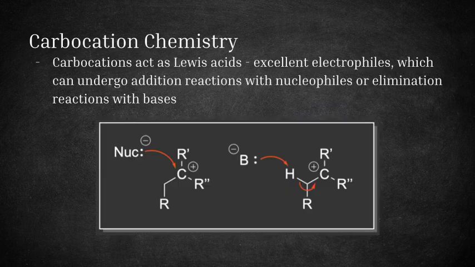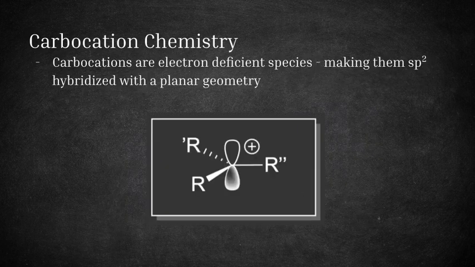Carbocations act as Lewis acids, making them excellent electrophiles. This allows them to readily undergo addition reactions with nucleophiles or elimination reactions with bases. Carbocations are electron-deficient species, making them sp2 hybridized with a planar geometry. They have an empty p orbital that is perpendicular to the plane formed by the bonding orbitals of the carbocation.